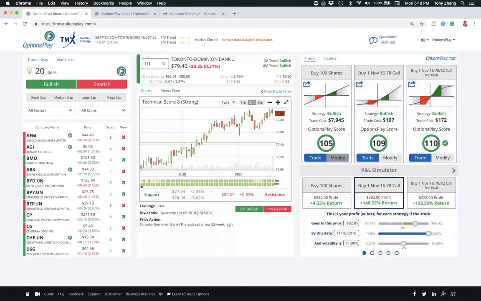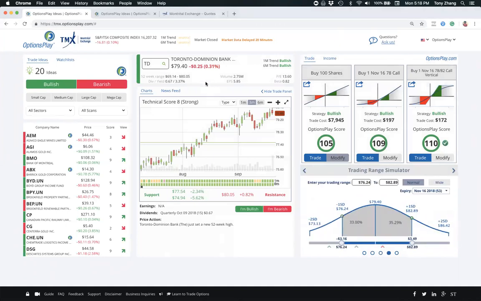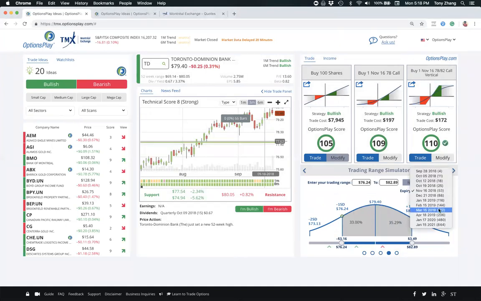Let's go back to TD here. So as you can see, if we use the range simulator, TD is trading at $79.40. Let's just call it $80. This will tell you what the one standard deviation move for TD is for any given expiration date. So this is really more useful for those of you that are selling options than buying options.